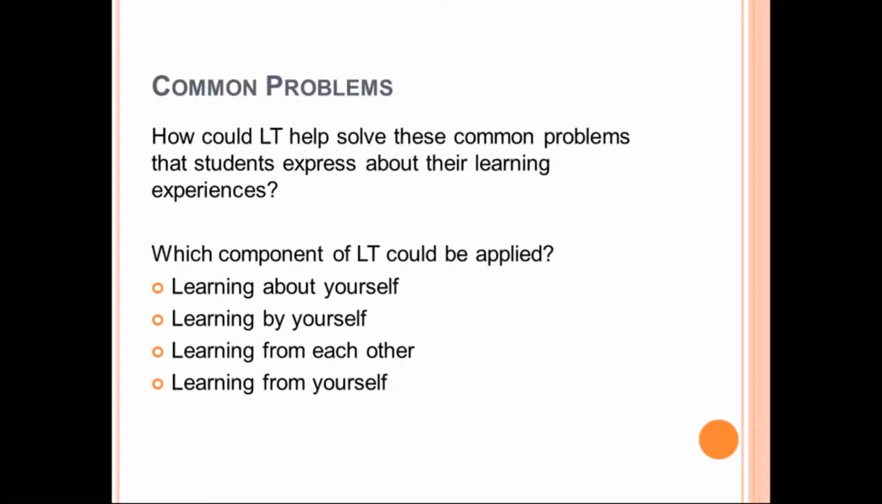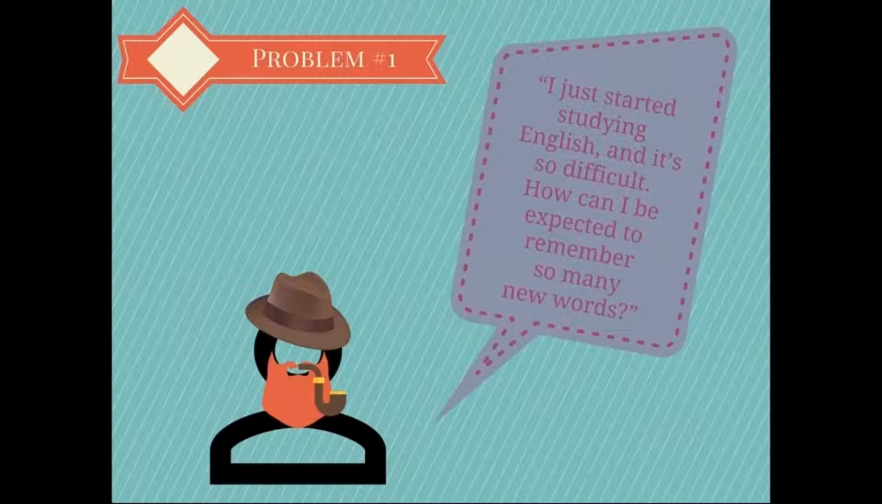And again, the components are learning about yourself, so that's the metacognitive strategy awareness, learning who you are as a learner; learning by yourself, of becoming an independent learner; learning from each other, of cooperative learning and also interacting with the teacher, the rapport and the dynamic community learning; or learning from yourself, and that's the idea of reflection.